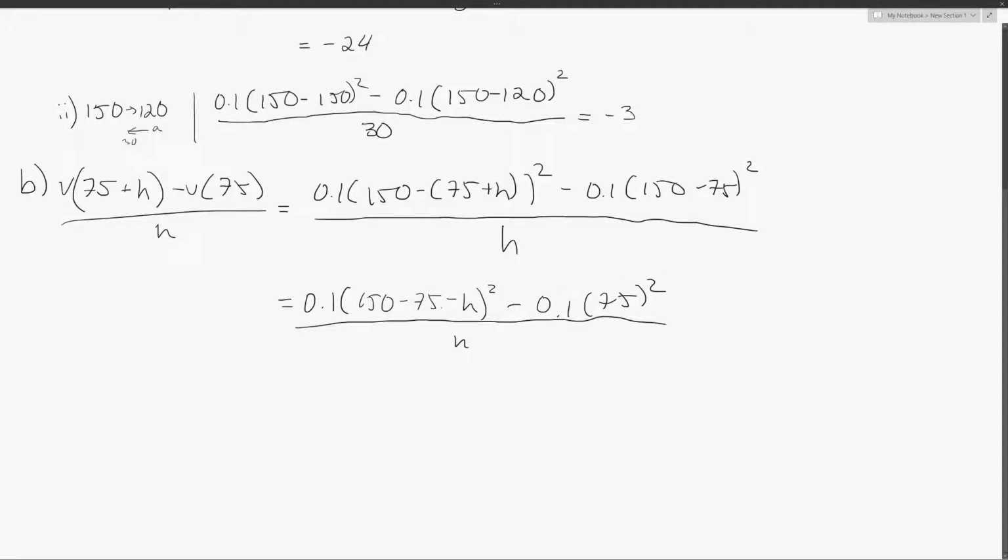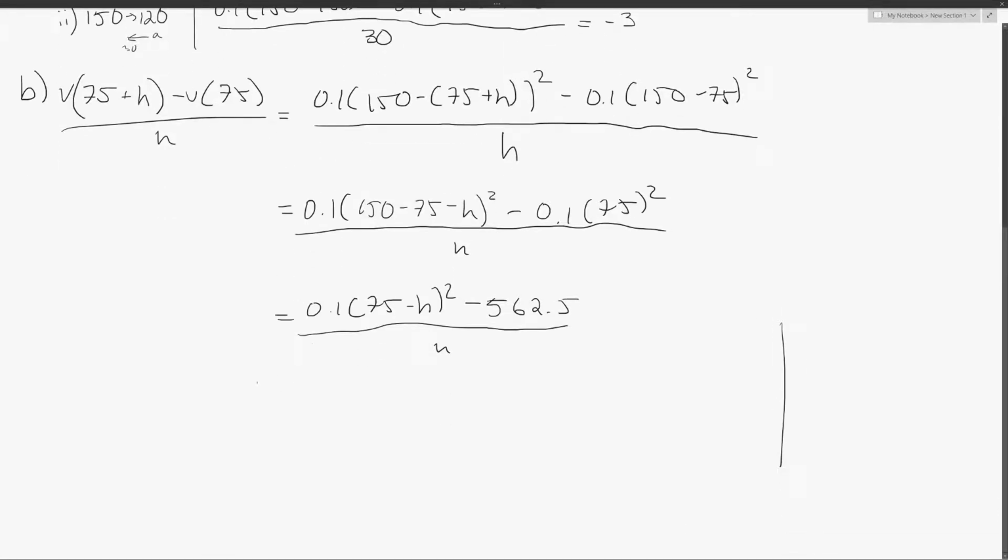So of course now we could evaluate this, but we can also find out what this equals. So you have 0.1 times (75 minus h) squared, minus this here should be equal to 562.5, and again all is divided by h. If we continue down this road, let's scroll down, we can evaluate what this equals by expanding or opening up the brackets. So now we get 0.1 times (5,625 minus 150h plus h squared) minus 562.5, and again we're dividing everything by h.